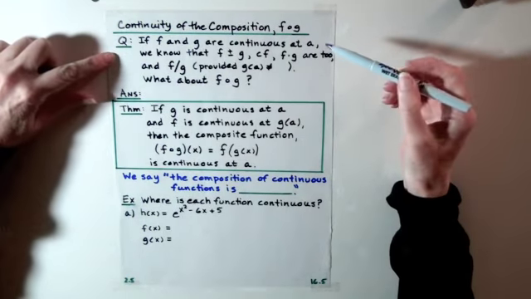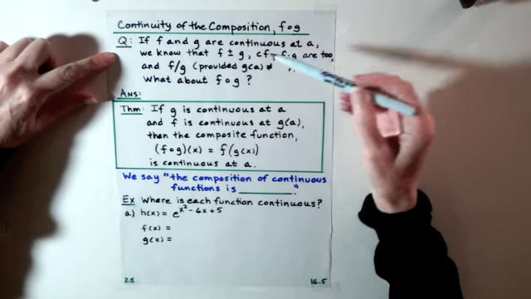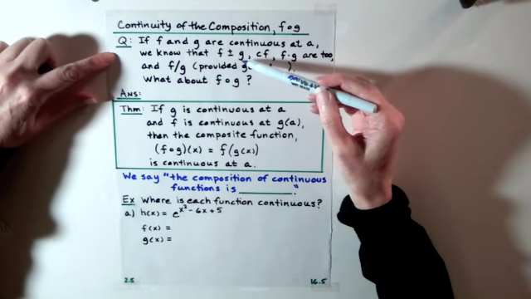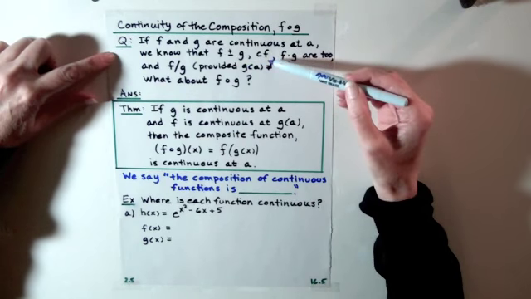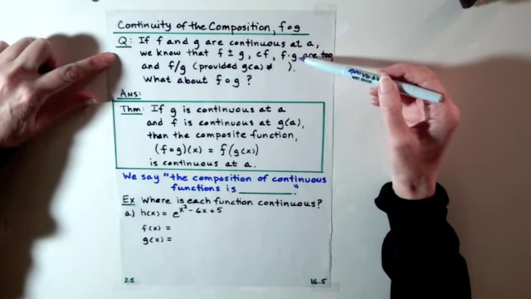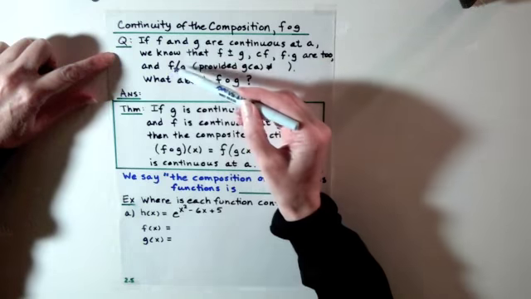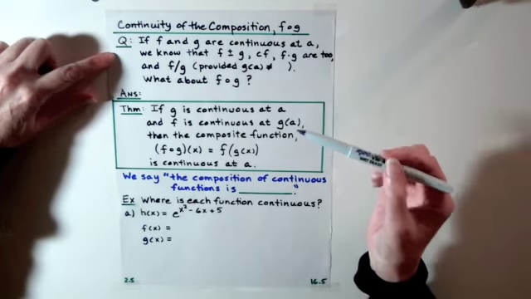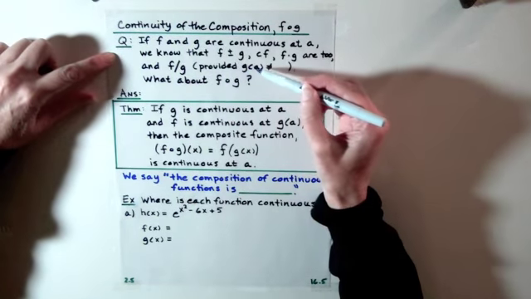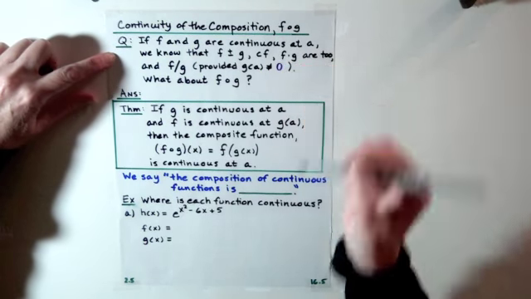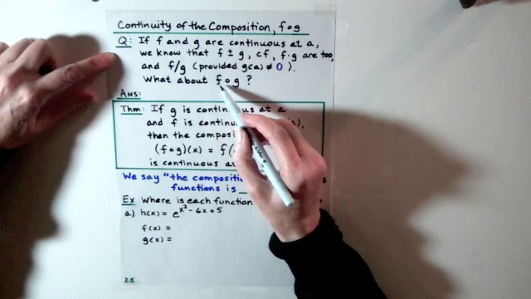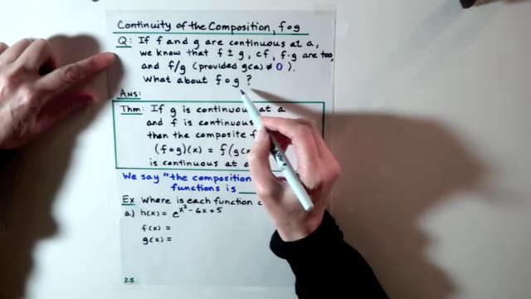So here's a little question. If f and g are continuous at a, we know f plus g is continuous at a, f minus g is continuous at a, a constant times f is continuous at a, f times g is continuous at a, and even f over g is continuous at a, provided g of a is not 0. I should add that in there. But what about f composed with g?